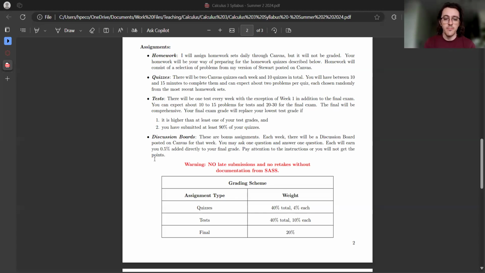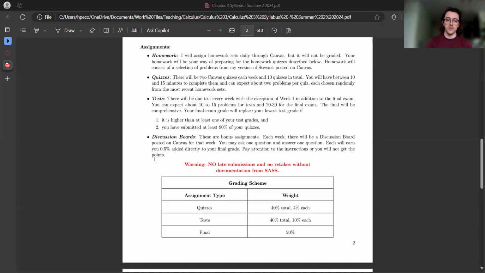All right, last is the discussion boards. These are the bonus assignments. So the way these work is that at the beginning of each week, there will be a discussion board corresponding to that week in the discussion section of Canvas. And in there, you'll find some instructions telling you how to post and giving you examples of what to do. So you get to ask 1 question and answer 1 question. Each one of those gives you half a percentage point on top of your final grade at the end of the course.